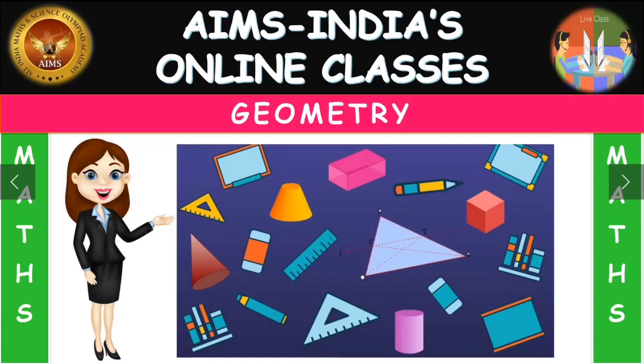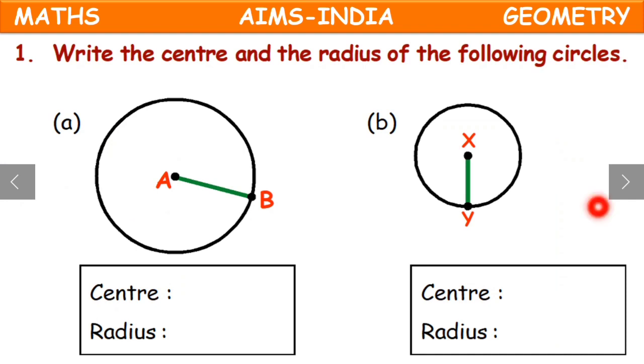So in the previous class we have learned about the different parts of a circle and radius and diameter. Yes, so in today's class let us start with some exercise problems on the same topic. Now what is this? Write the center and radius of the following circles. So we are given a few circles here, children. We should write the center and radius.